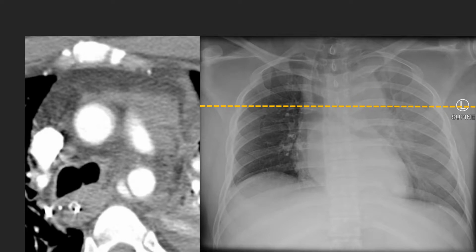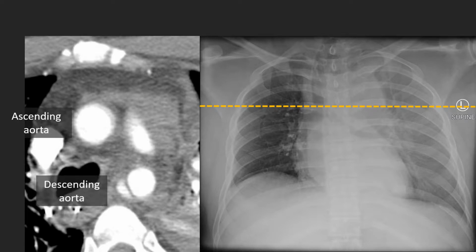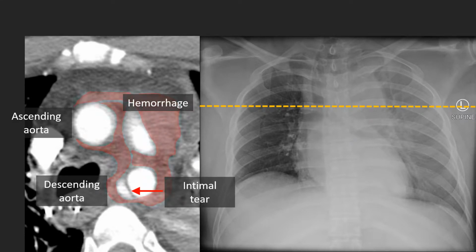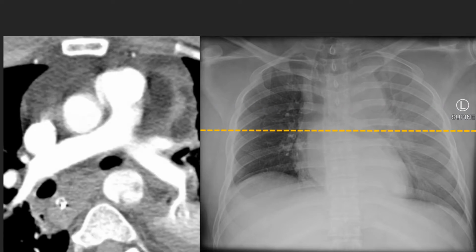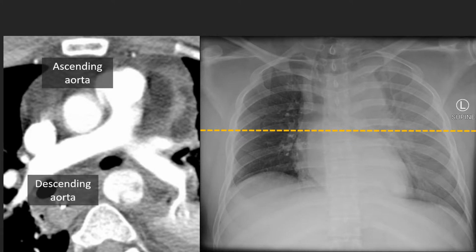Just inferior at the level of the mid-aorta, we see surrounding hemorrhage, but also notice a flap within the ascending aorta. This represents an intimal injury, an intimal tear. A little bit further down, we again see the extent of the injury. We notice the ascending aorta, descending aorta, and again the flap within the descending thoracic aorta.